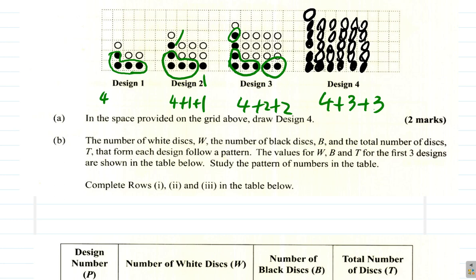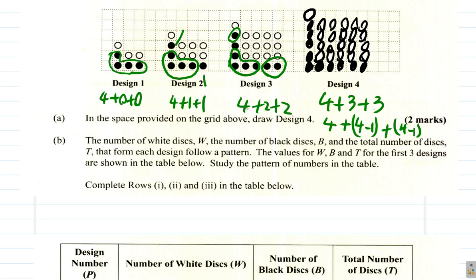Now, in design 4, we add 3 and 3. In design 3, we had 2 and 2. In design 2, we had 1 and 1. In design 1, we can put plus 0 plus 0. Alright. So, for design 4, we add 3 and then another 3. So, we're adding 1 less. So, in this case, the 4 is stuck, it's constant, plus one less, which is 4 minus 1 plus 4 minus 1.